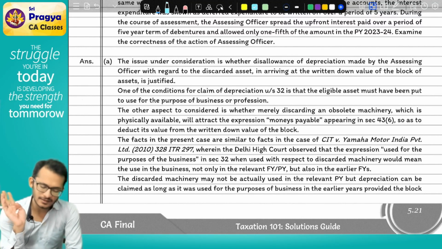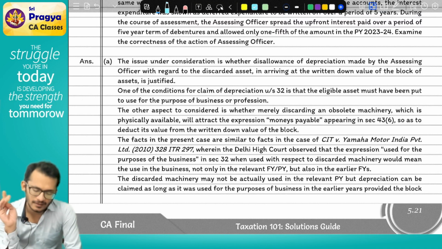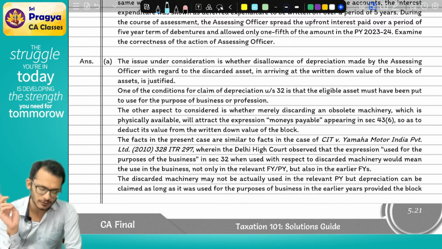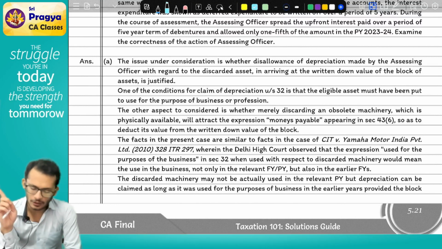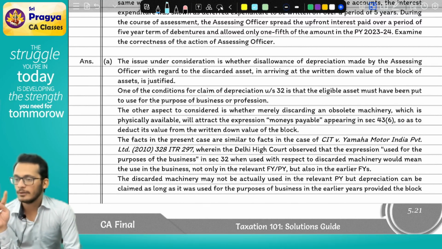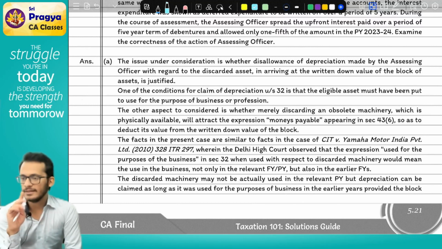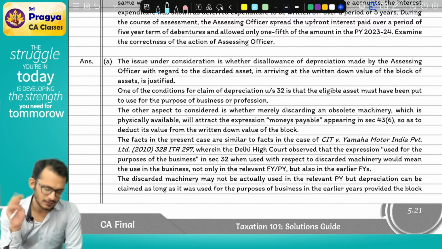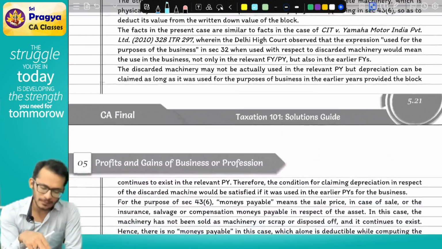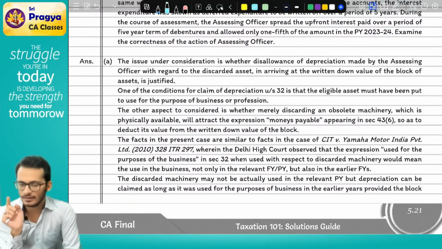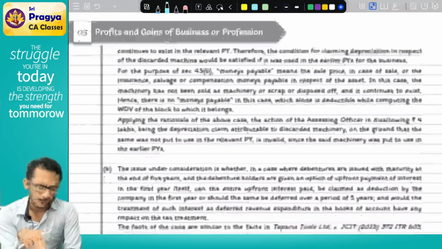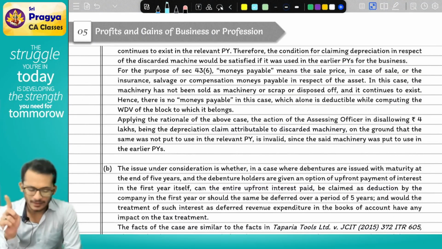The facts in the present case are similar to Yamaha Motors, wherein the Delhi High Court observed that the expression used for the purpose of business, when used with respect to discarded machinery, would mean the use in the business not only in the relevant years but also in the earlier years. There is no criteria that you should use it in the current year. It is enough that you have used it in the previous years. The discarded machinery may not be actually used in the relevant previous year, but the depreciation can be claimed as long as it is used for the purpose of business in the earlier years, provided the block continues to exist.